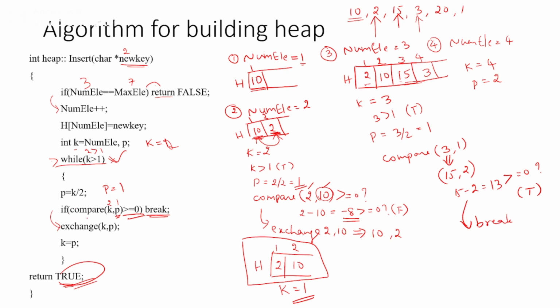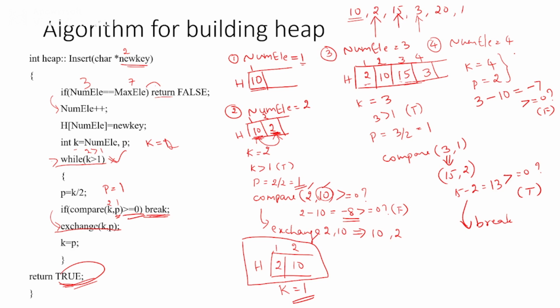Now compare k and p. So you are going to compare 4 and 2. In the fourth position you have 3, and in the second position you have 10. So 3 minus 10, that is nothing but minus 7. Is it greater than or equal to 0? False, right? When it is false, it will not break, it will come to exchange. So exchange k and p. Now k is 4 and p is 2.